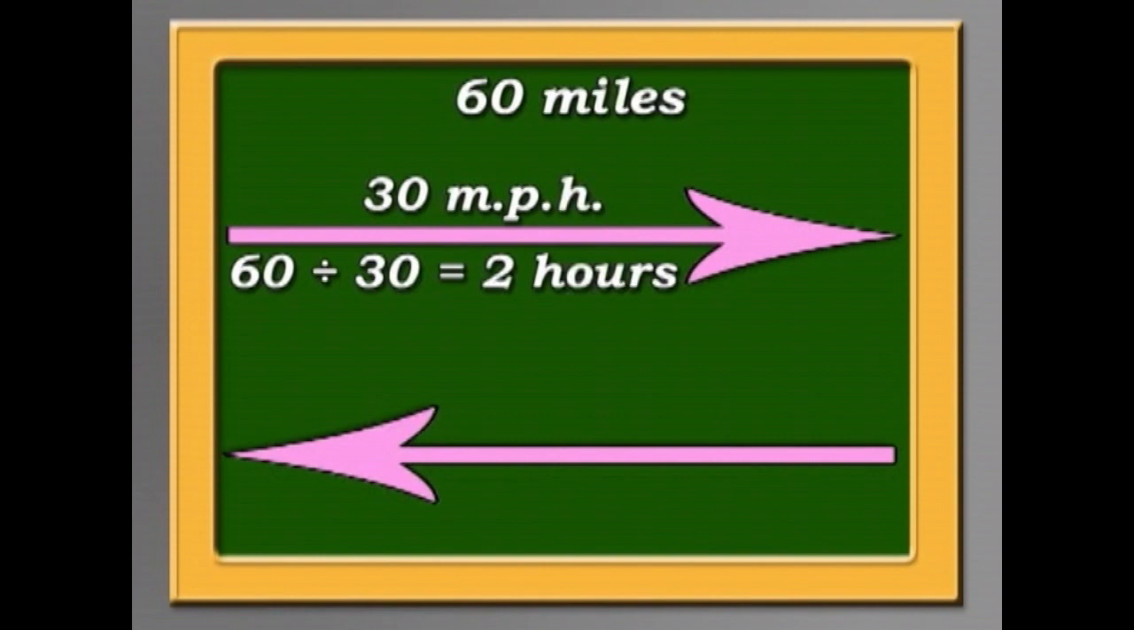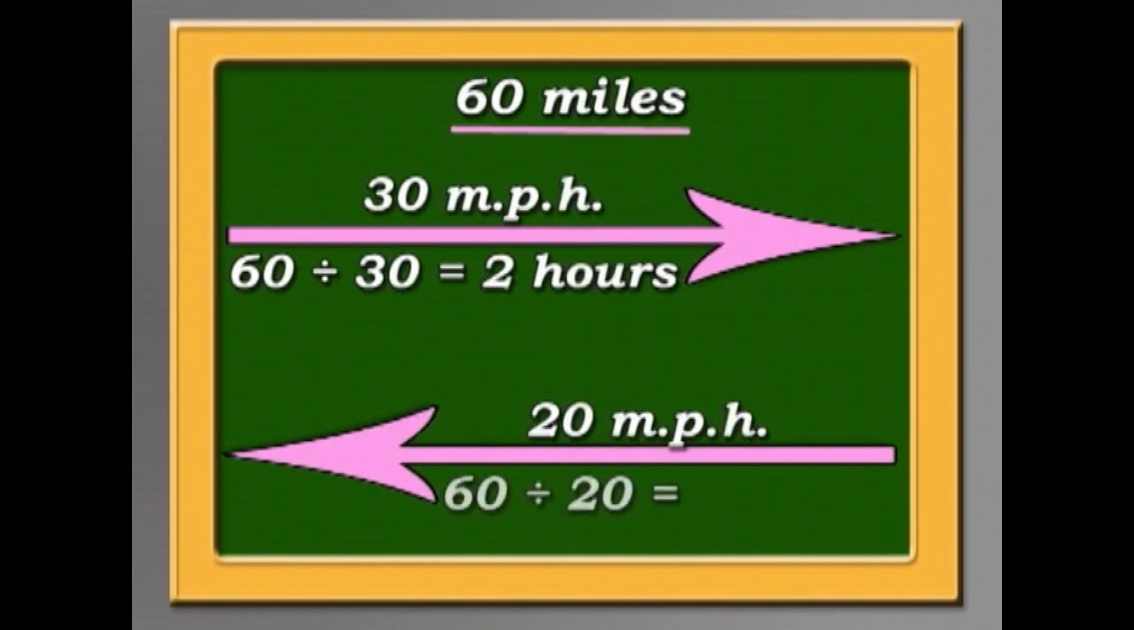Now on the way back, the same distance, 60, but only 20 miles an hour. How long does it take? 60 divided by 20 is 3 hours. So the outbound journey was 2 hours and the home journey was 3 hours.